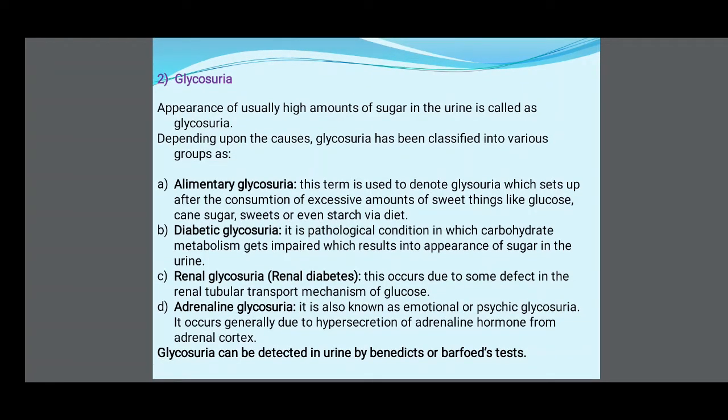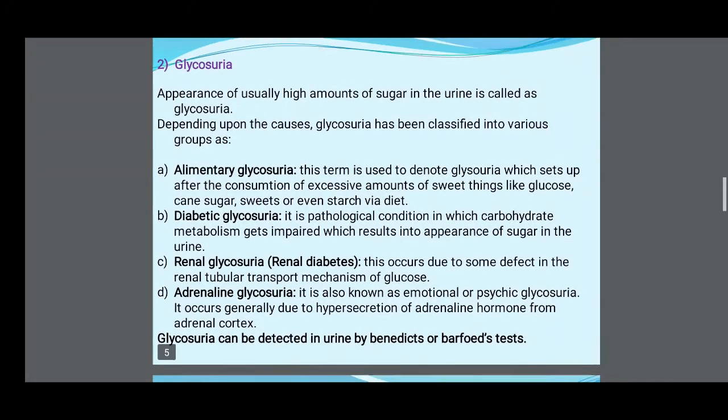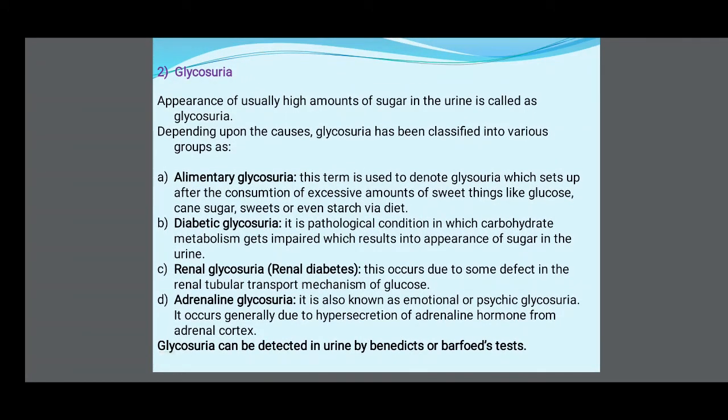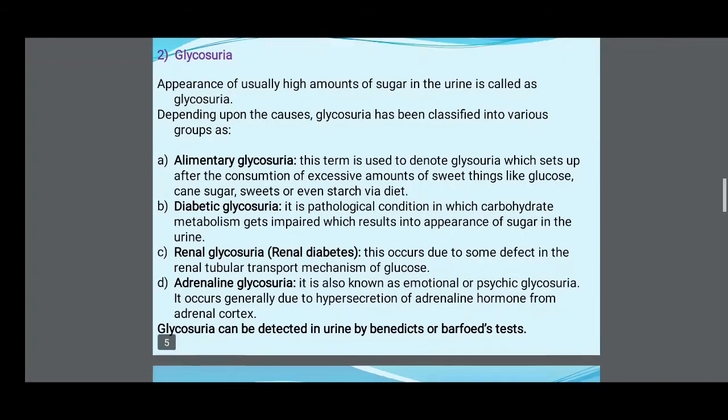These occur due to some defect in the renal tubular transport mechanism of glucose. Then adrenaline glycosuria. It is also known as emotional or psychic glycosuria. It occurs generally due to hypersecretion of adrenaline hormone from adrenal medulla. Glycosuria can be detected in urine by Benedict's or Barfoed's test.